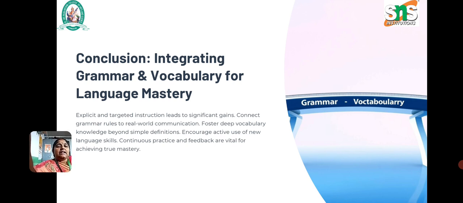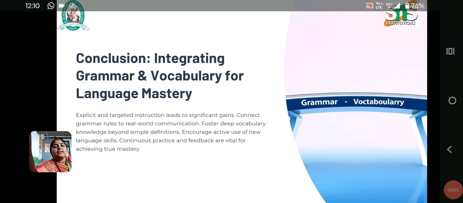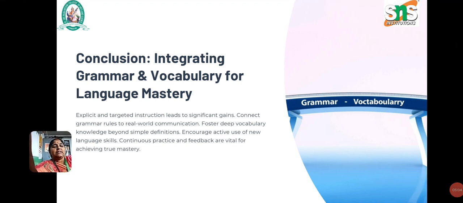Explicit and targeted instruction leads to significant gains. You should connect grammar rules to real life communication. To foster deep vocabulary knowledge, we should use simple definitions. Encourage the active use of new language skills and vocabulary. Continuous practice and feedback are necessary and vital for achieving true mastery in the language.